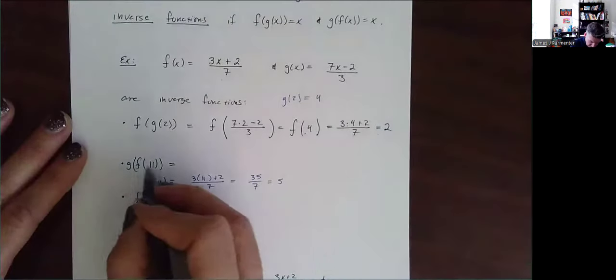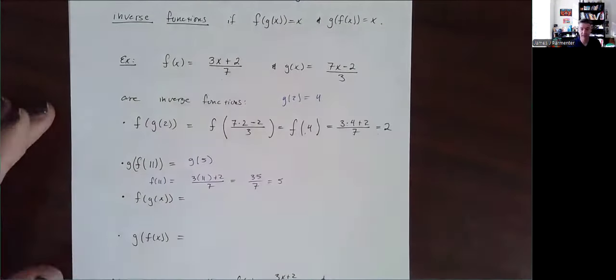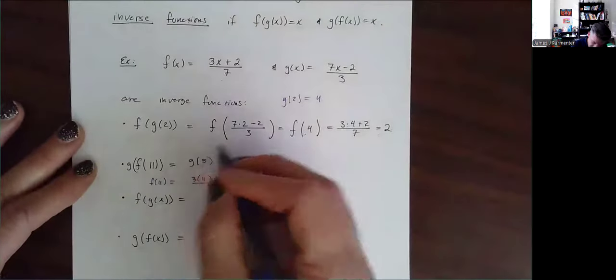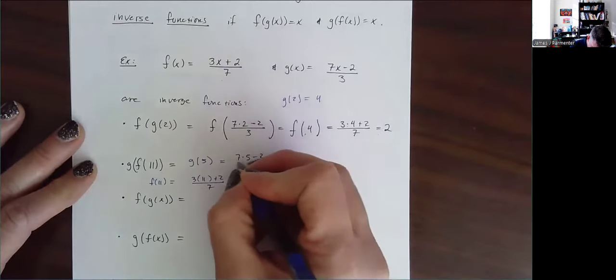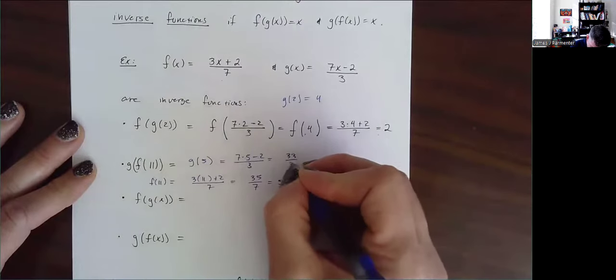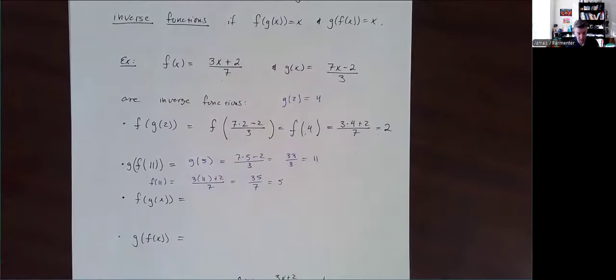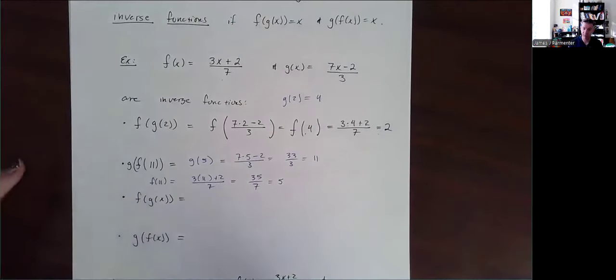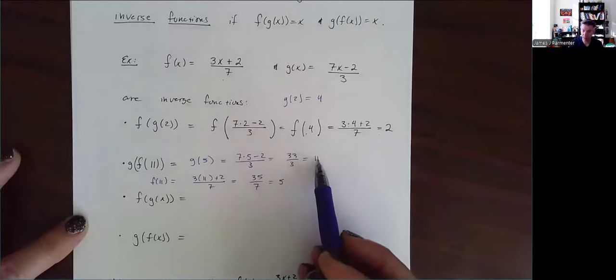So then g of f of 11 should equal g of 5, because we just found out that f of 11 was equal to 5. And then g of 5, if we plug 5 into the g function here, that's going to be 7 times 5 minus 2, divided by 3. That's 35 minus 2, so 33 divided by 3, which is in fact 11. Which isn't surprising because we knew that g and f were inverse functions. So g of f of something should end up being just the something that we started with.